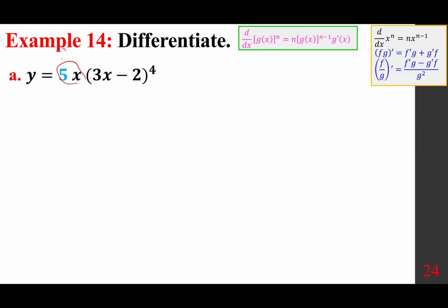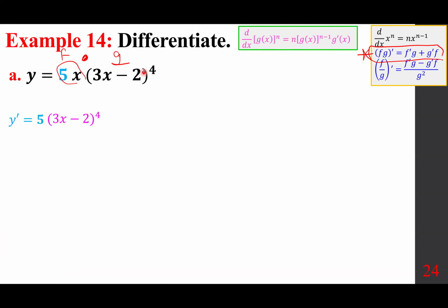calling this one f and calling this function g, and using the product rule. I need f prime, which is 5. This is f. I need f prime, which is 5 times g, (3x minus 2) to the power of 4, plus g prime f. So I want to work on g prime itself, which uses the extended power rule, the chain rule.